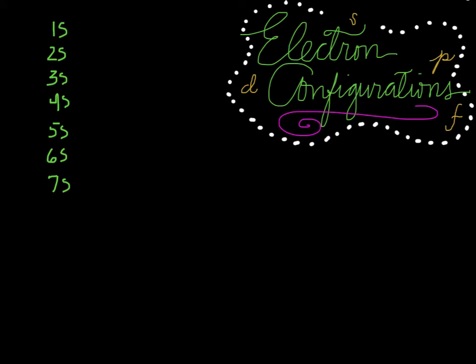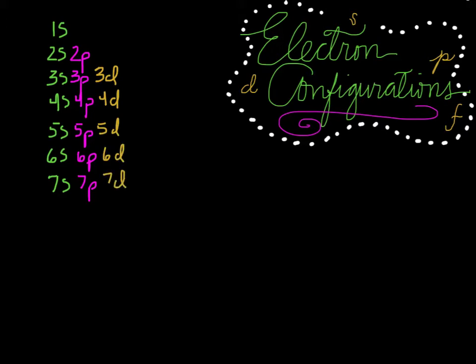1 doesn't have a p, but 2 has a p. And 3 has a p, and so does 4 and 5 and 6, of course, and 7. Then we have SPD. A D level comes in on the third N, so 3D. So you're writing this for a little while, but it's well worth it because it really solves the issue of what comes first.